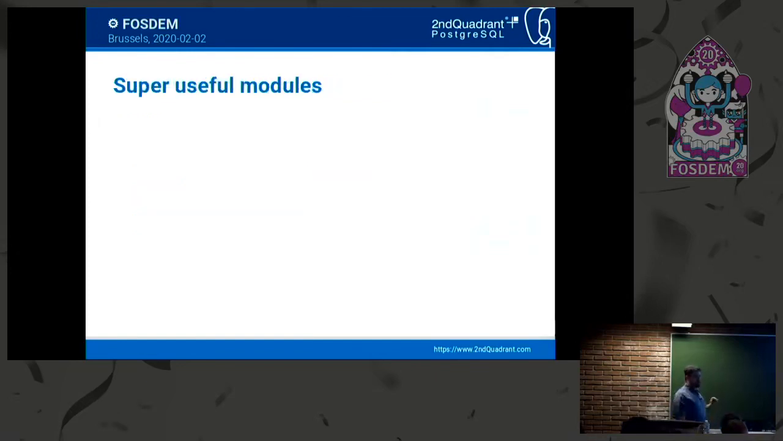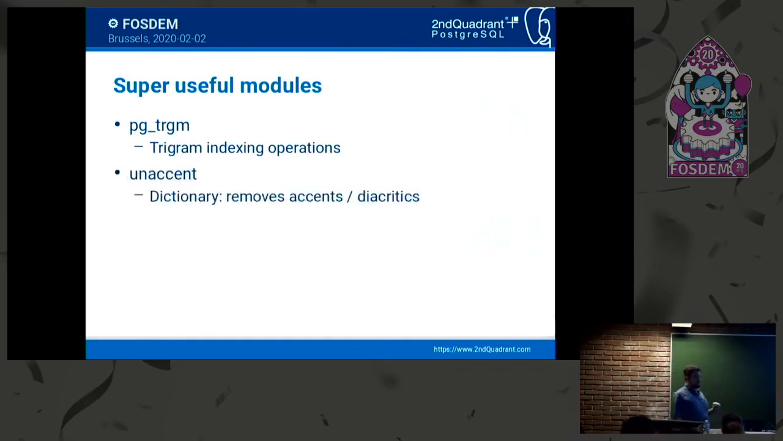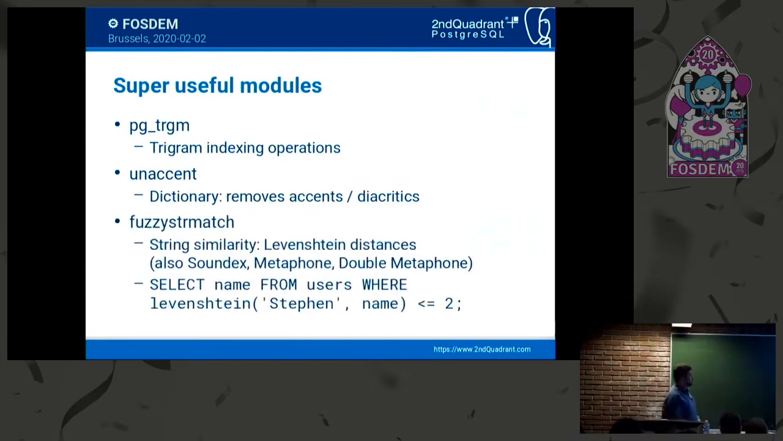Some super useful modules that come with Postgres are pg_trgm. We'll look at that in the next few slides. Unaccent removes accents and diacritics from your text so that you can match a U with an umlaut to a U without an umlaut, if that's something that you need to do. For instance, many search engines do that. They remove accents before returning results.